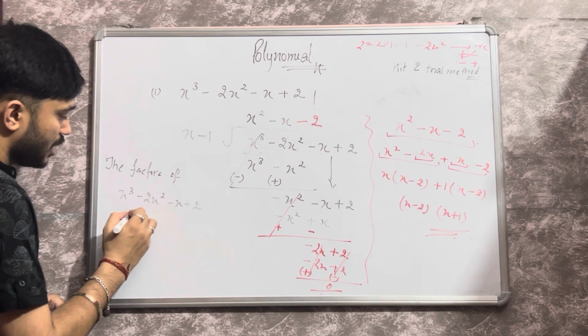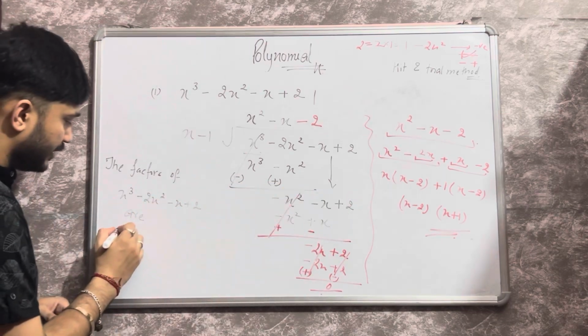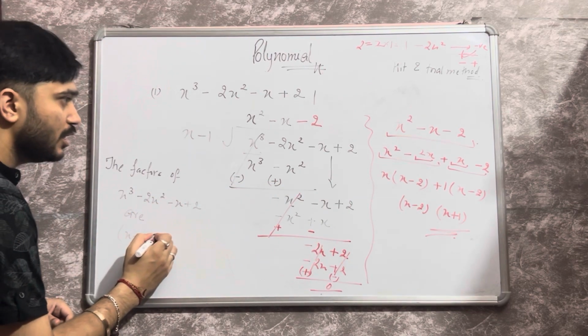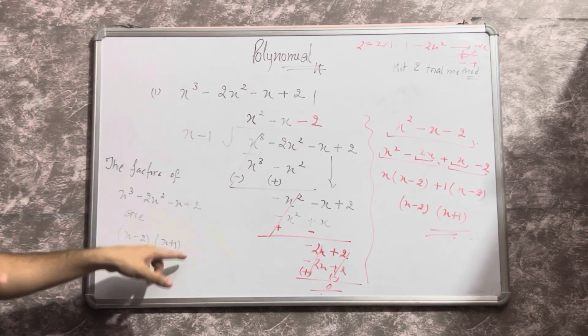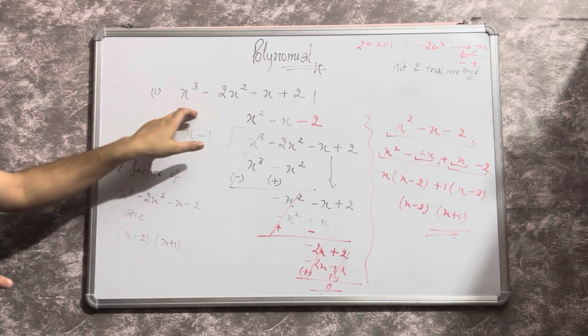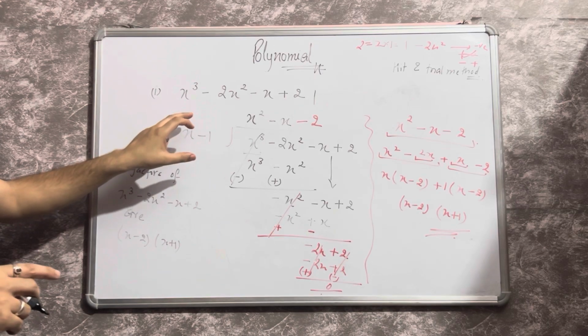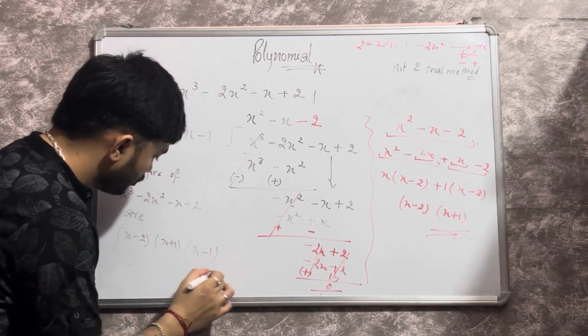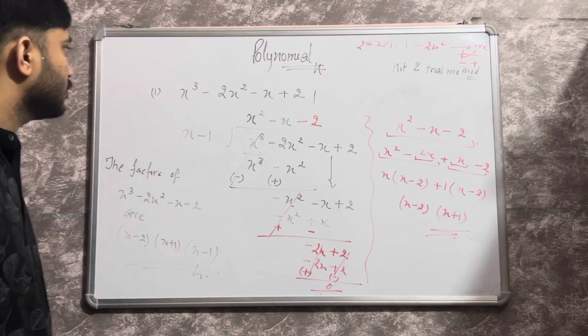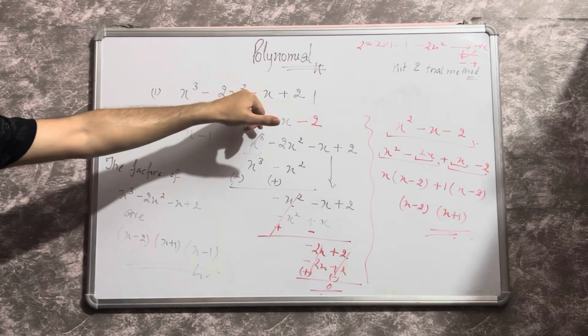So the answer of this question will be, the factors of x cube minus 2x square minus x plus 2 are, firstly write these two, x minus 2 and x plus 1, and we have already found another factor which we have divided with, that is x minus 1. So these are the three factors of this polynomial. Any doubt?